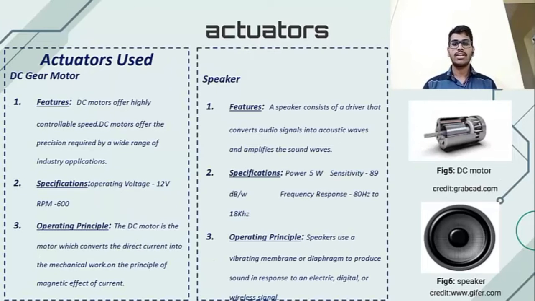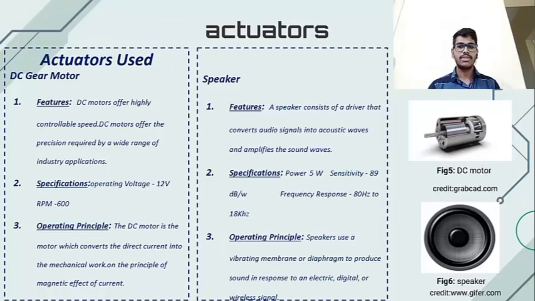So these are the actuators which I have used in my project. The first one is DC gear motor. The feature of it is that the DC motor offers highly controllable speed, and it offers the precision required by a wide range of industry applications. Its specifications are that the operating voltage of the DC motor is 12 volt, and the motor which I have used in my project is of 600 rpm. The operating principle of it is that the DC motor converts direct current into mechanical work on the principle of the magnetic effect of current.